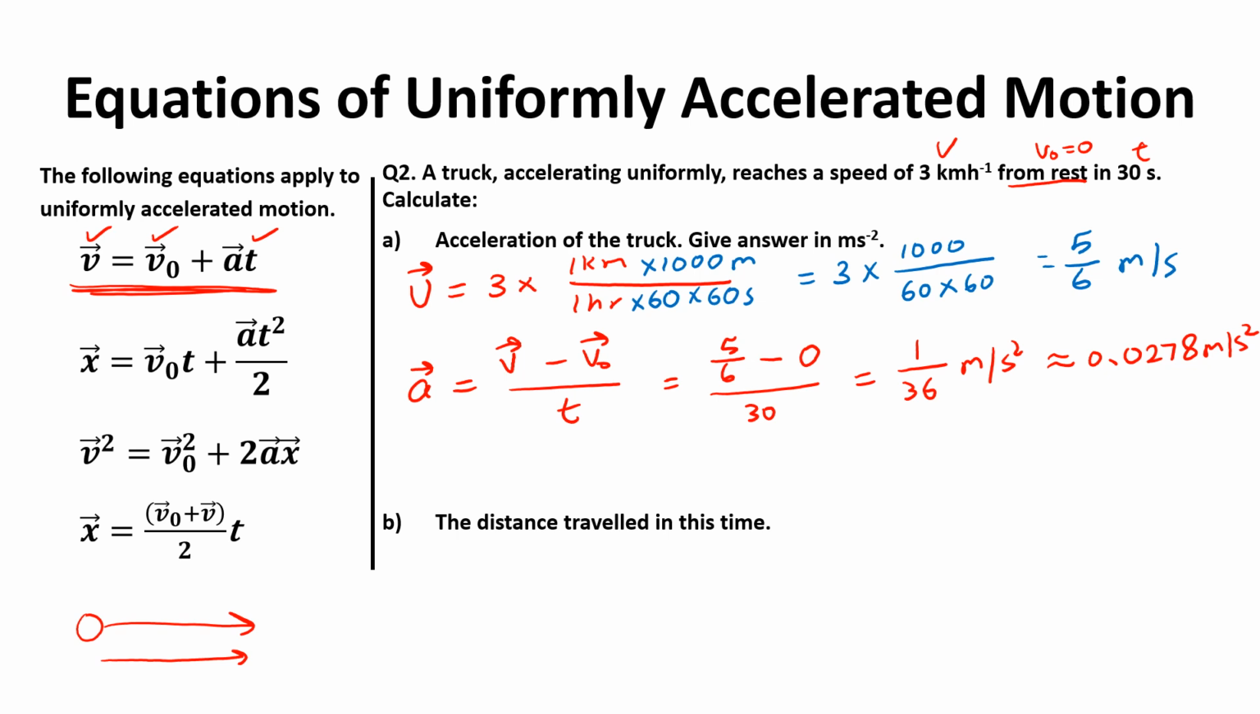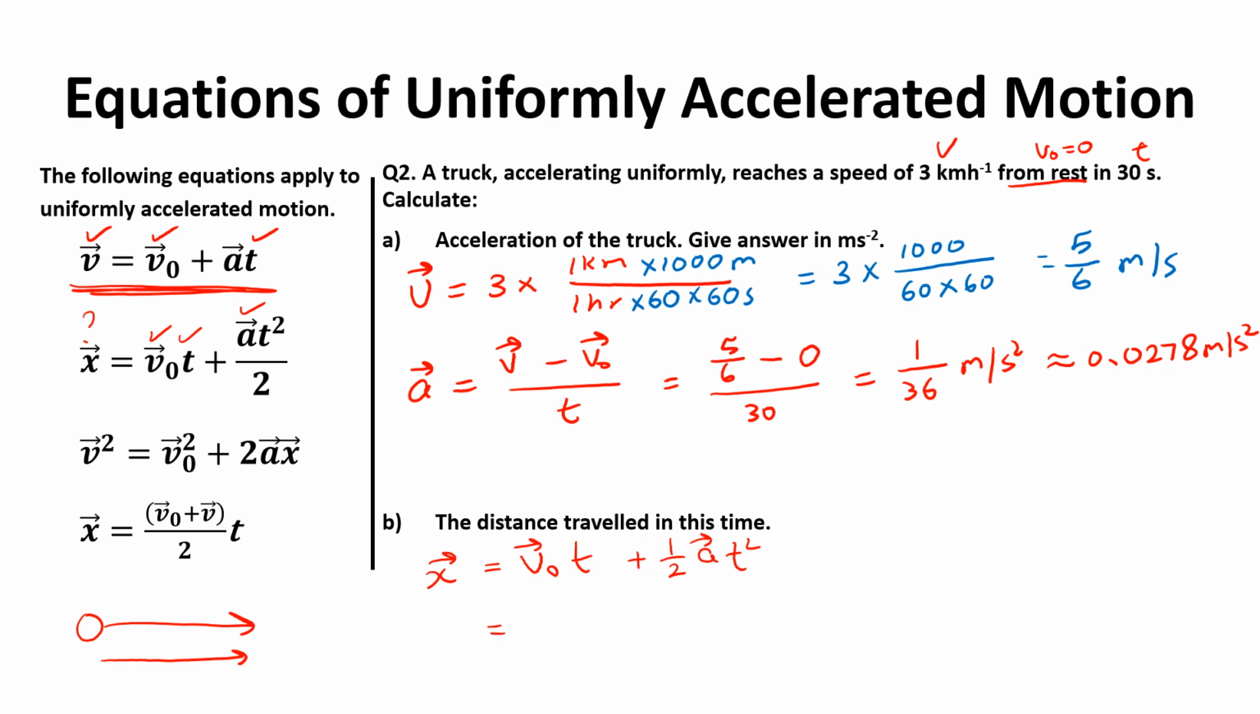Let's look at the second equation, because the second equation has x. Do we know the value of v naught? Yes, we know the value of the initial velocity. We know the value of t, and we just calculated the acceleration in part A. So yes, we can use the second equation to find the value of x. Let's write down the equation first. Displacement equals initial velocity times the time plus half times the acceleration times t squared.